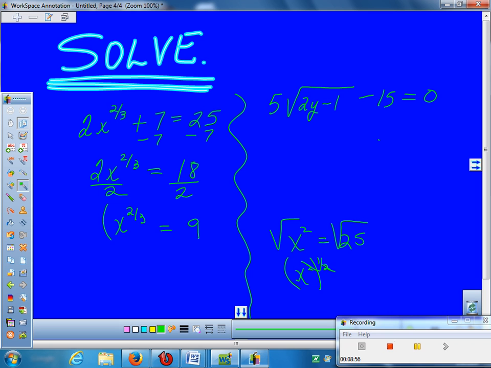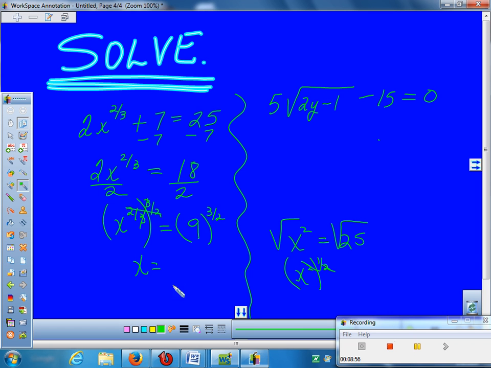If you got a 2/3 power, what gets rid of 2/3? Multiplying it by 3/2, because it'll cancel when you multiply. But if I take the left side to 3/2, I take the right side to the 3/2 power. So then this cancels, 3's cancel, 2's cancel, and I'm left with x equals 9 to the 3/2.